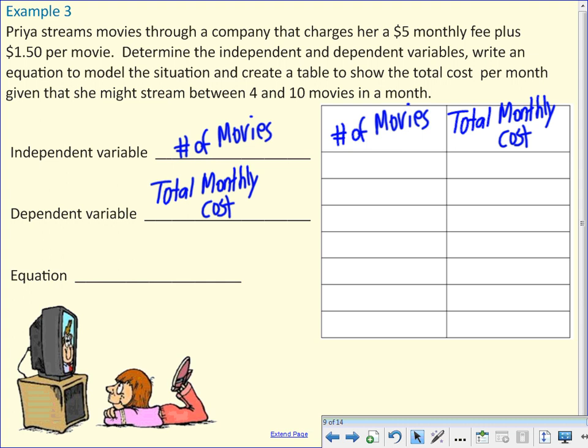So 4 to 10 movies a month. So 4, 5, 6, 7, 8, 9, 10. Now, how much is it to rent 4 movies? If it's $1.50 per movie, how much is it for 4 movies? If it's $1.50 for 1, how much is it for 4? What is it? You already have it solved out. Use your margin and solve it.